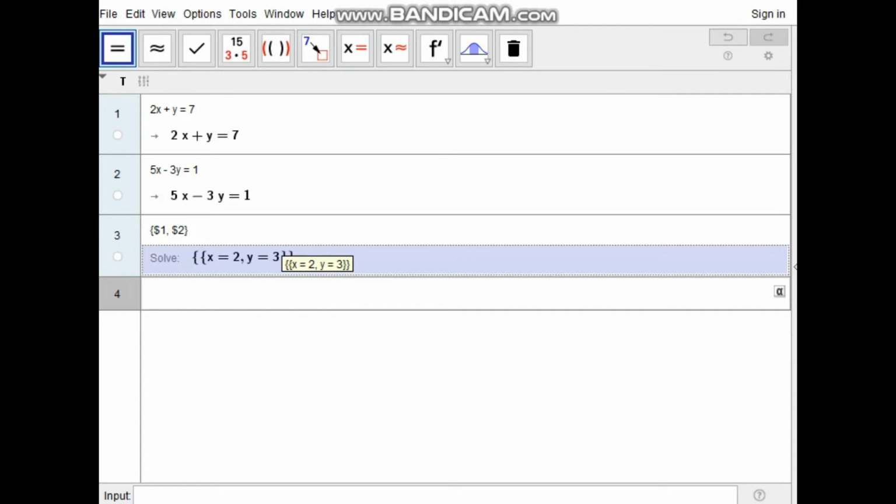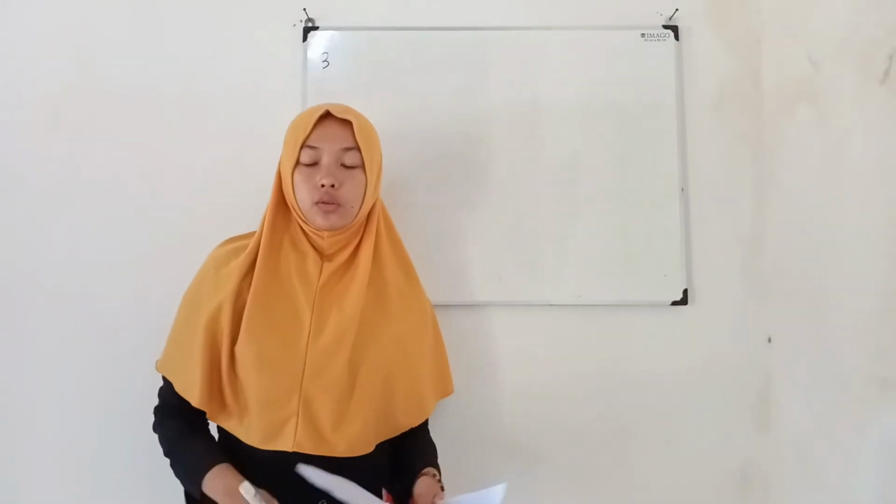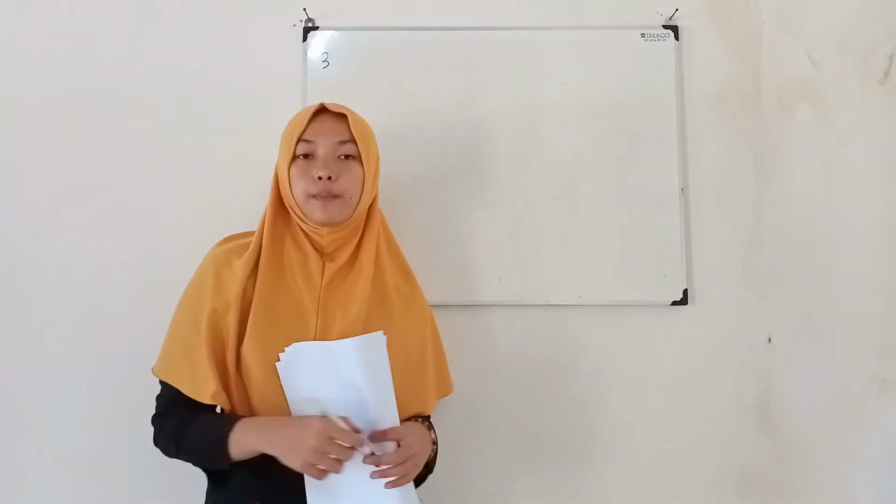This is the result. The result is the same as our result in the worksheet. x is 2 and y is 3, so the solution set is (2,3). Okay guys, now we will continue with number 3.B.